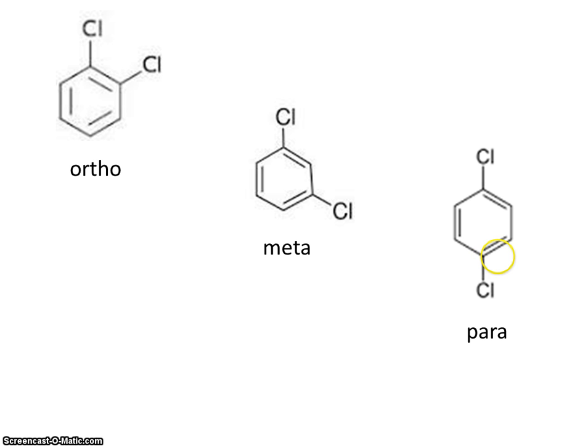So let's try to name these 3. You know that this is benzene. We have 2 chlorine groups attached to the benzene, so it's going to be dichloro. But we want to say the position of the 2 chlorines. So it's ortho-dichlorobenzene. Or we can just call it o-dichlorobenzene.